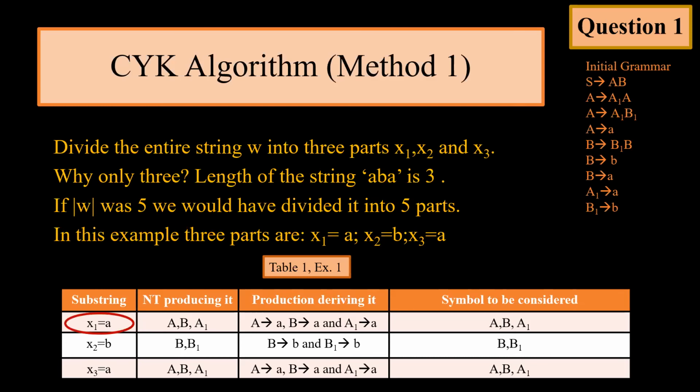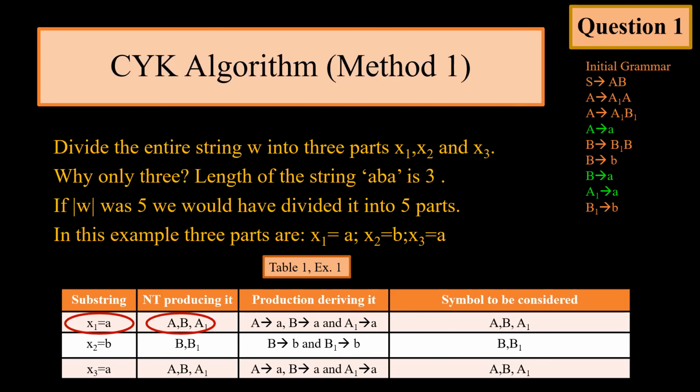First comes A, so x1 is equal to A. We will check in the grammar, and all the non-terminals which are producing only small a will be considered as part of this particular input. So we have three non-terminals A, B and A1 which are producing small a. So these three will be considered as symbols for x1 equal to a.